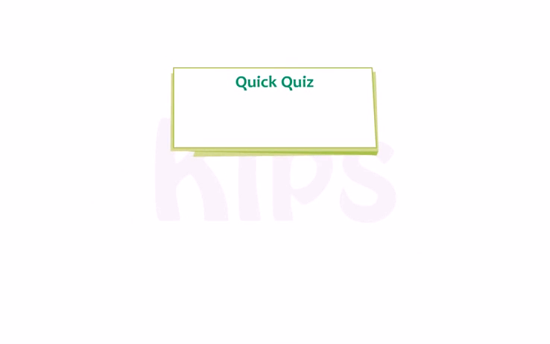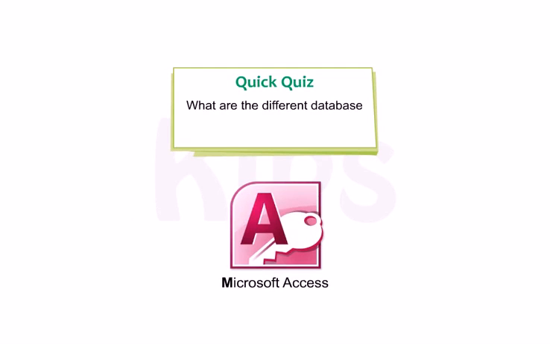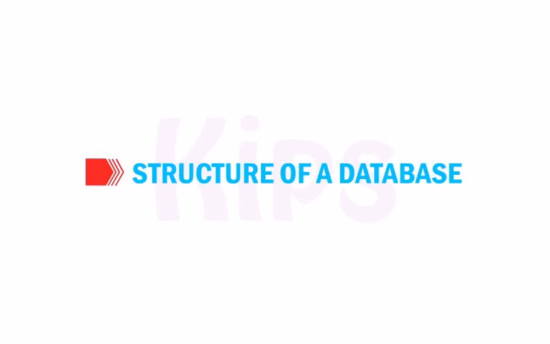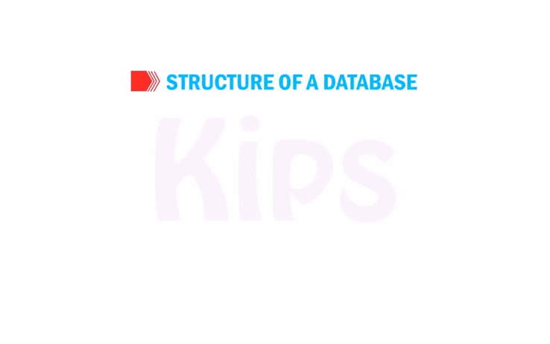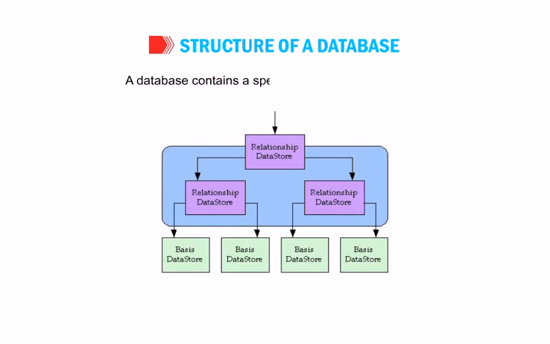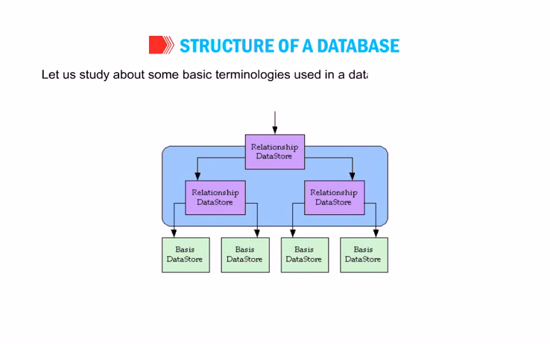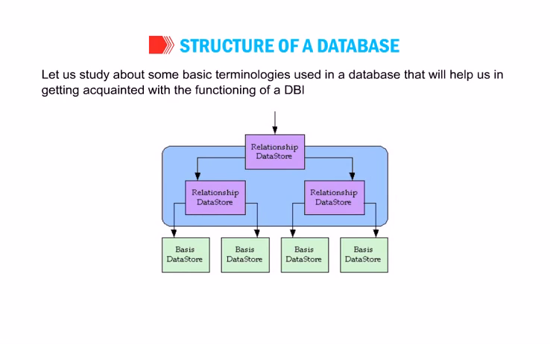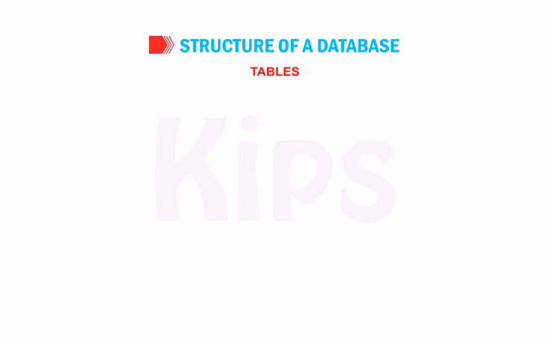Let us take a quiz. What are the different database objects in Microsoft Access? Students, now let me tell you about the structure of a database. A database contains a specific structure to store data. Let us study some basic terminologies used in a database that will help us in getting acquainted with the functioning of a DBMS. Tables.